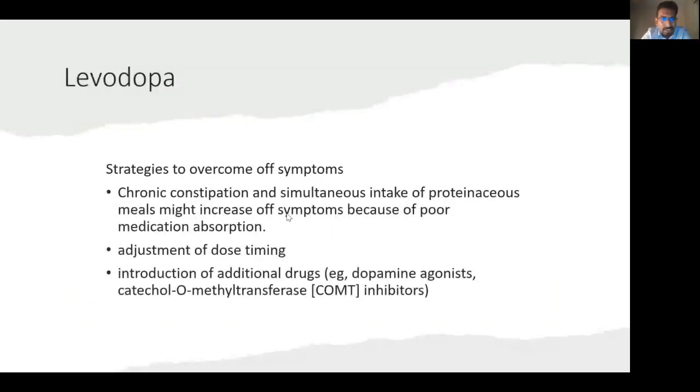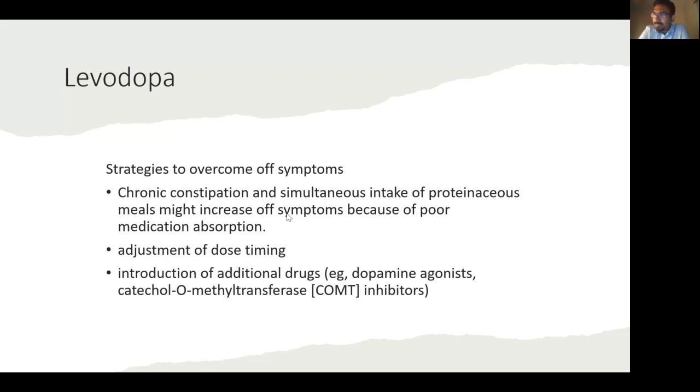Now, how to manage this? The straight answer is that it's difficult to manage, but sometimes there are some reversible things we can do if we see the wearing off effect, with more and more off phenomena. Off phenomena means when the Parkinson's is not controlled well with levodopa. The first thing we need to look for is constipation. Believe me, this is probably one of the commonest causes we see in Parkinson's patients, because constipation affects absorption.